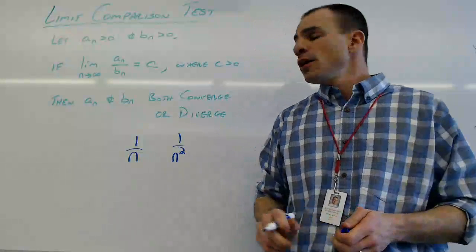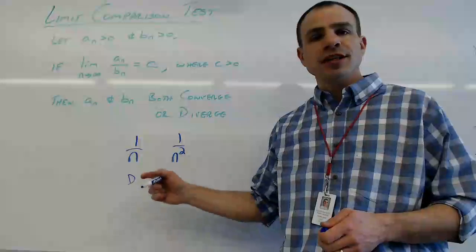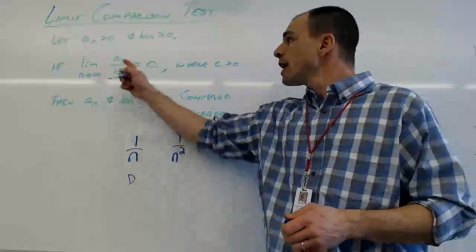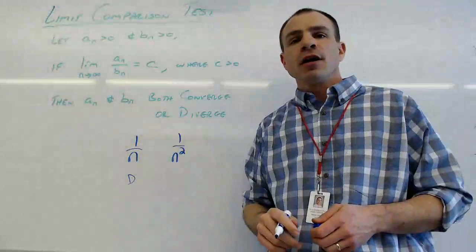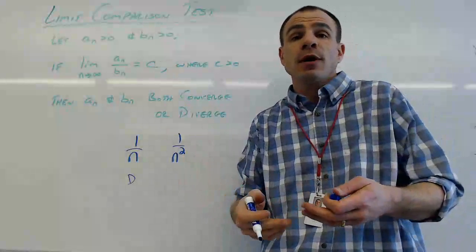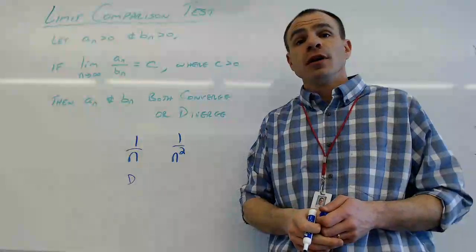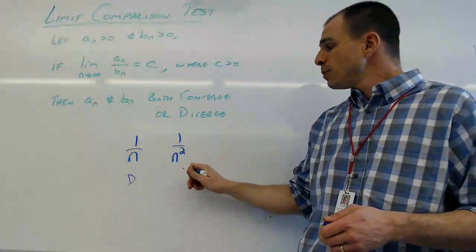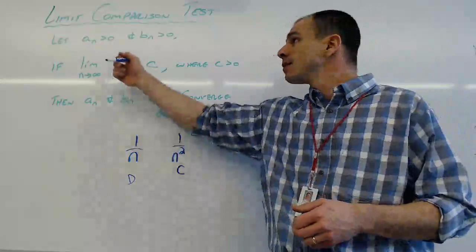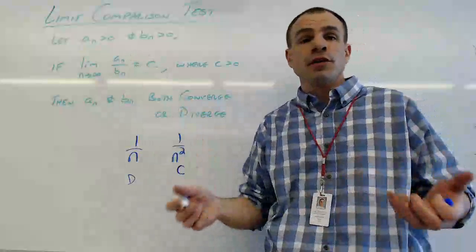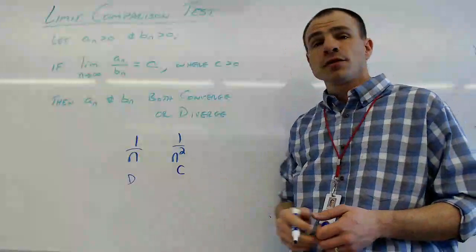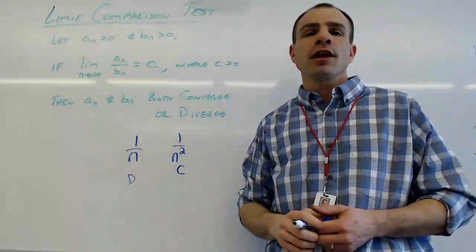So because we know that this diverges, if we take the limit as n approaches infinity, where this 1 over n is one of our two series, and if we can get the limit to be equal to some number, then we know that our series that we're curious about is also going to diverge. In the same token, if we take a series which we know converges, and we find the limit of the ratio of our series with the unknown series, and we get a value, then we know that our series that we're curious about will converge.